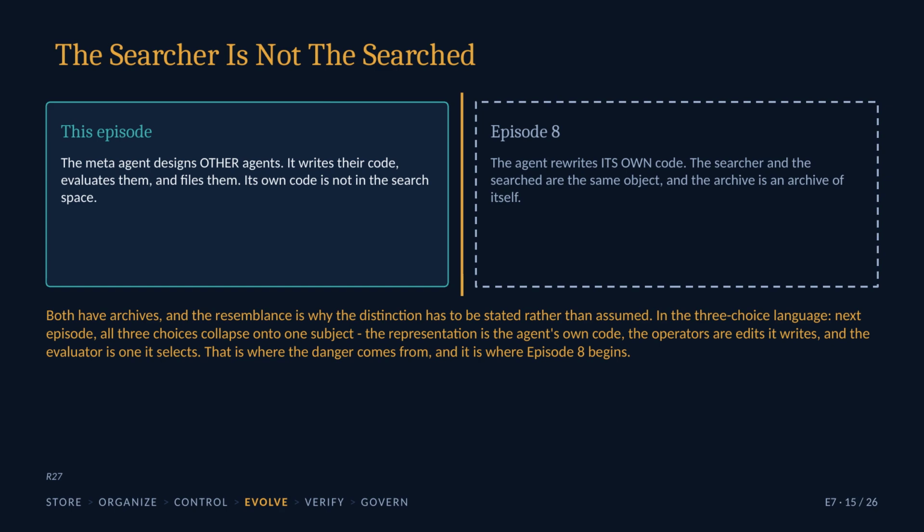Next episode, the agent rewrites its own code, the searcher and the searched are the same object, and the archive becomes an archive of itself. Both have archives, and that resemblance is exactly why the distinction has to be stated rather than assumed. In the 3-choice language, next episode all 3 choices collapse onto one subject. The representation is the agent's own code, the operators are edits it writes, and the evaluator is one it selects.